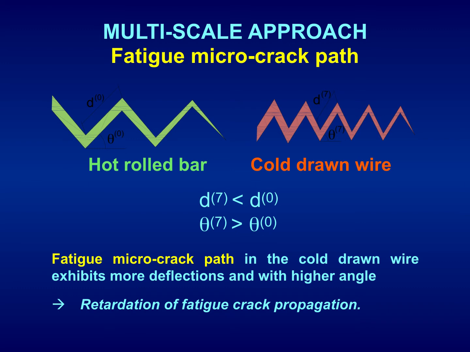We observe that D7 is lower than D0, that is, the length of the micro branch is smaller for the fully drawn material. However, the micro deflection angle, theta 7, is higher than theta 0, the micro deflection angle of the hot roll base material, which is not cold drawn at all. Then the fatigue microcrack path in the cold drawn wire exhibits more deflections and with higher angle. Even if they are shorter, they have a higher angle. As a consequence, we have a retardation of fatigue crack propagation.